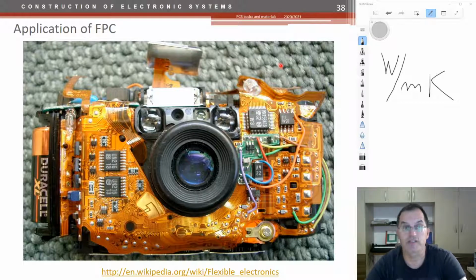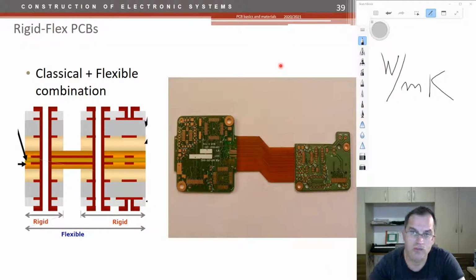Flexible electronics is gaining a lot of interest lately, and one of the applications is the so-called combination rigid-flex PCBs. You have a classical FR4 which has an inner core layer made of plastic, usually Kapton in this case, and then it extends to the other PCB as here.